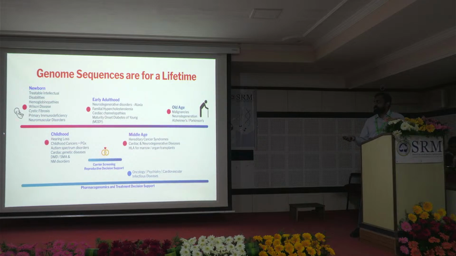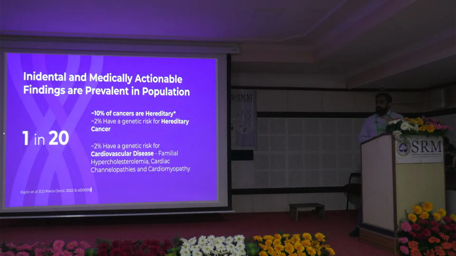In early adulthood, you could look at familial hypercholesterolemia and cardiac channelopathies, which are all treatable genetic conditions. And of course, you can use it for pharmacogenomics to make your treatments much better and more accurate. To put numbers, if you sequence apparently normal individuals, 1 in 20 individuals do have an actionable genetic finding. That means approximately 5% of individuals do have an actionable finding, which means that the clinician can act upon it today.